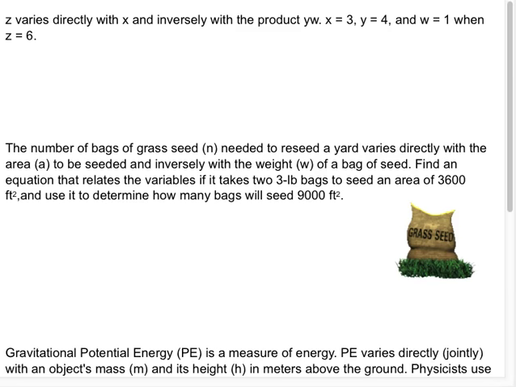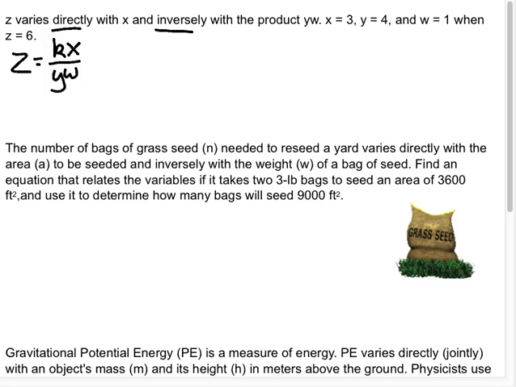All right, so let's take a look at this one. So again, z varies. So z equals directly with x. So x is up top. Inversely with the product yw. So inversely with that product. So that means both of them are down in the denominator. It's inverse to both of them.